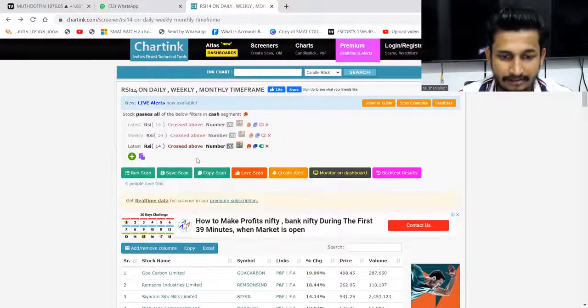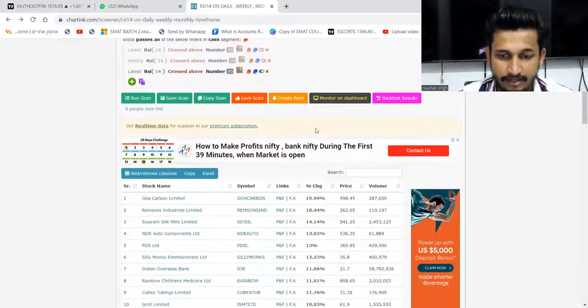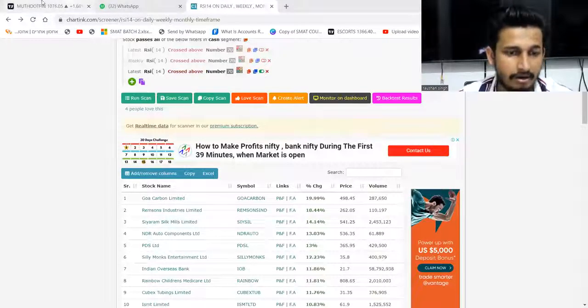So here, if I try the latest one, the stocks which have already given me the movement, you will be getting the list of it. So like Goa Carbon.